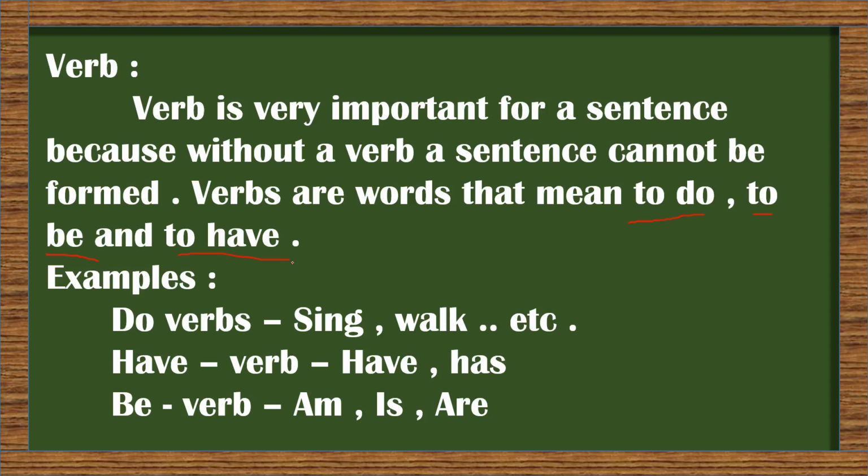Do verbs: sing, walk, talk, read, etc. All these mean to do something. Sing means to sing, walk means to walk, etc. Have verbs: have and has. There are other have verbs in different tenses. Be verbs, similarly: am, is, are. There are other be verbs in other tenses too.